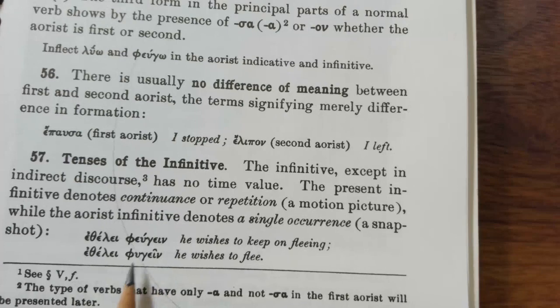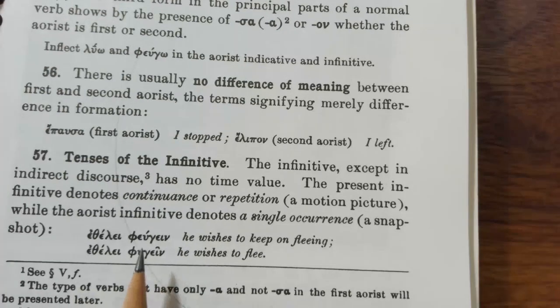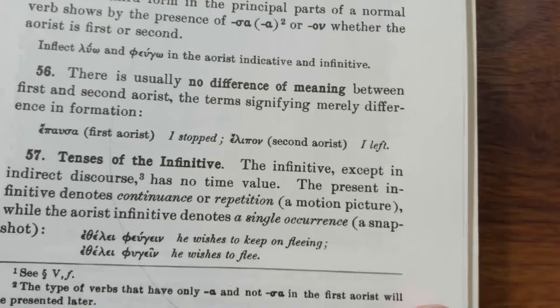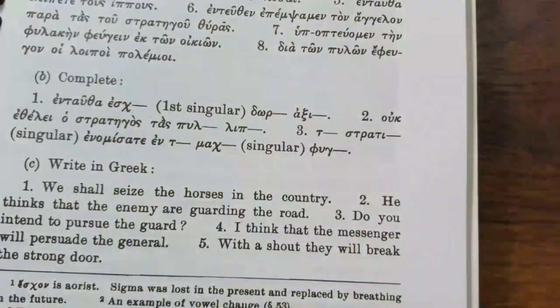And here it has the root, fug, and the present has the full, or you could say the extended version, feug. All right, and then the accent is on, in this case, the penult, as you would expect it. Okay, that's that. Let's turn the page here.